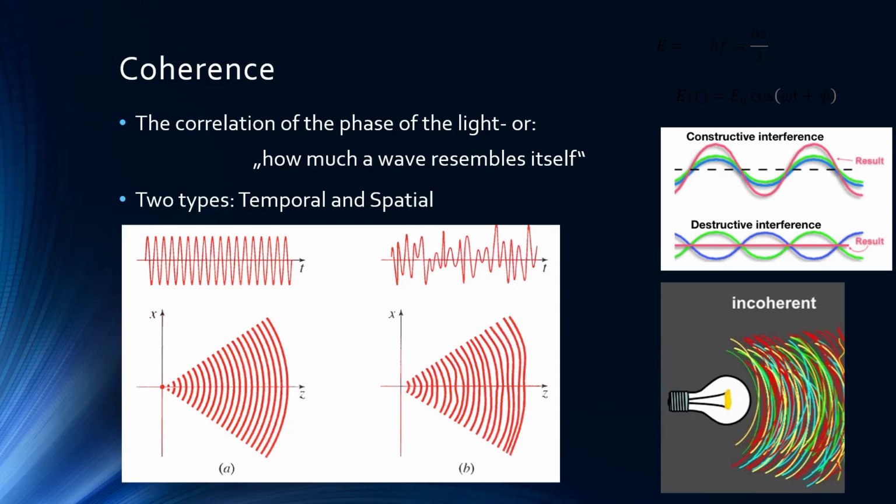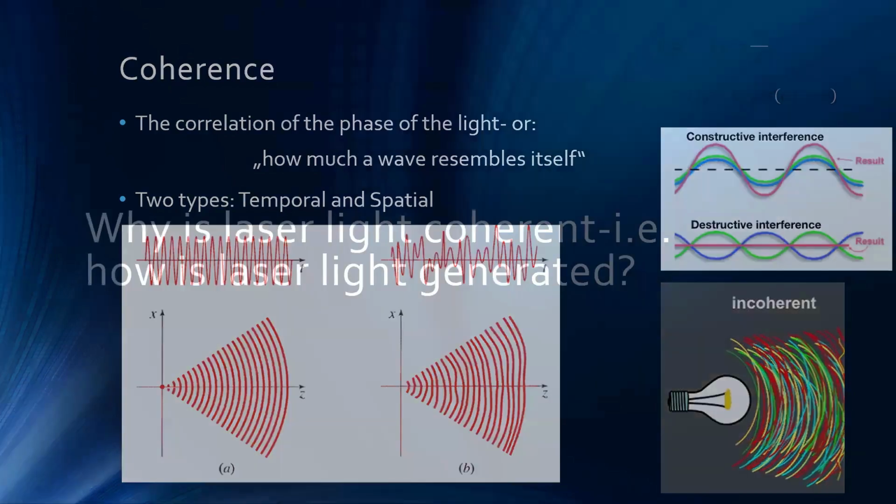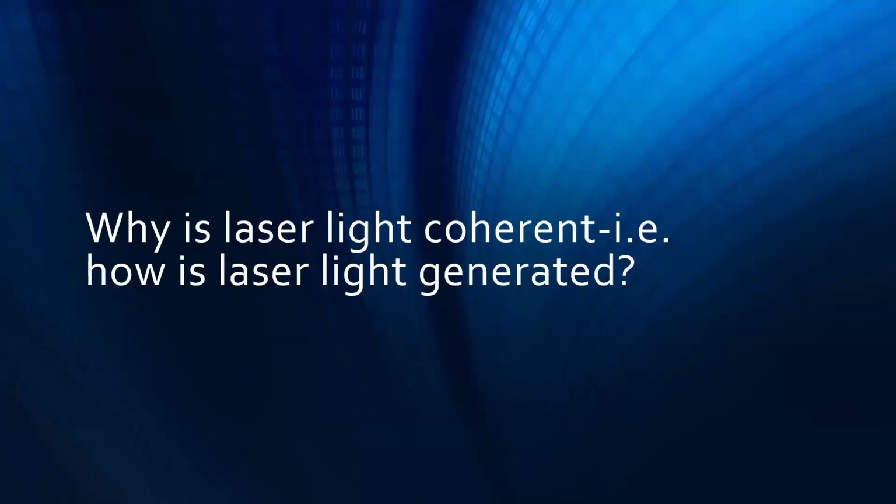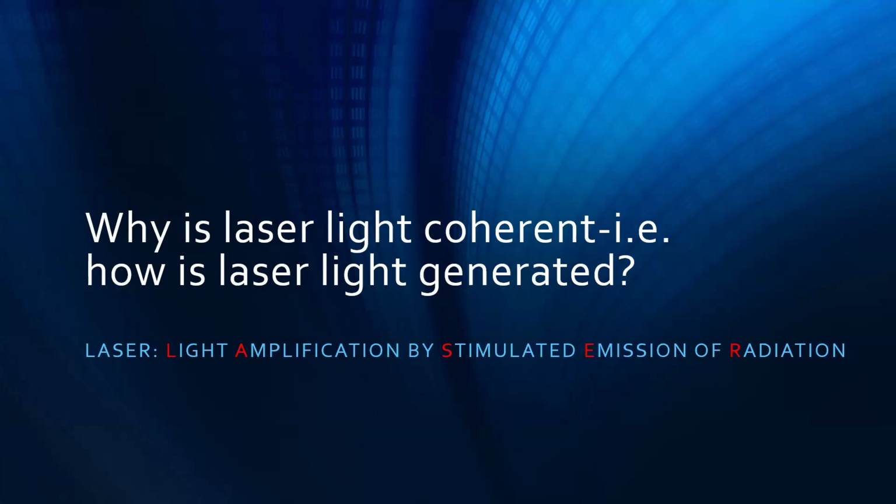Great, that's what I wanted to say about coherence. Now that I told you that laser light is coherent, the question naturally arises, why? That lies in how laser light is generated, and the answer is hidden in the name itself. Laser is an acronym for light amplification by stimulated emission of radiation, which sounds a little bit long. The key concept we are going to try to understand is the stimulated emission part of this.